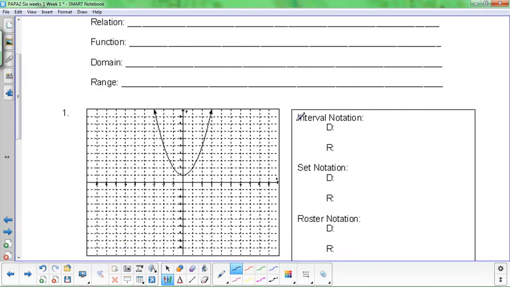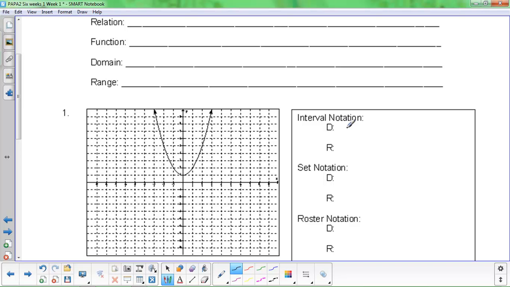We'll be using interval notation, set notation, and roster notation to express the domain and range of each of the following functions. Continuous, discrete, and discontinuous functions are listed in each of the next 5 examples. Interval notation is a way of describing the domain and range of a function using brackets and parentheses. The brackets denote included values, parentheses denote excluded values.